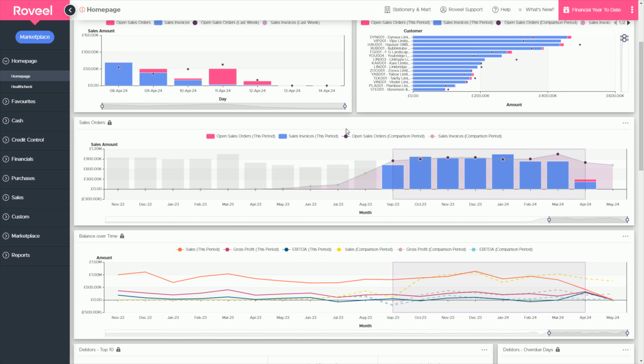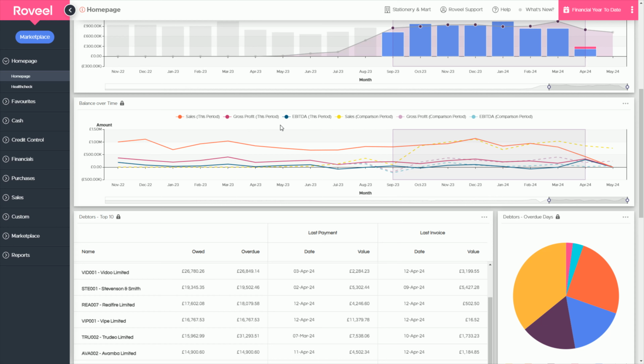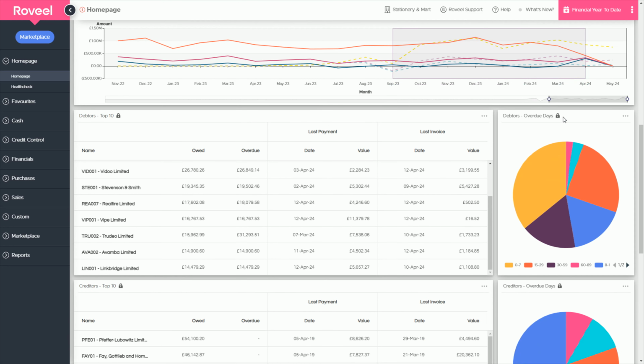Moving further down, we then get to see the very high level figures, your sales, your gross profit and your EBITDA, and the comparisons again against the same point previous year. Incredibly valuable visual impact. You can immediately see where you are as a business and look at those trends.